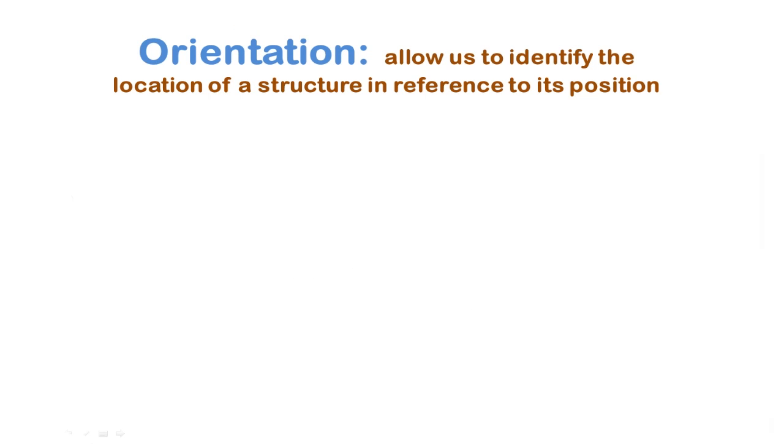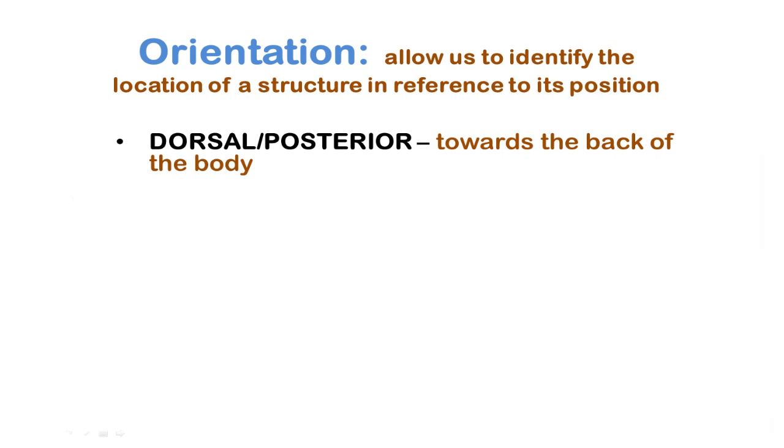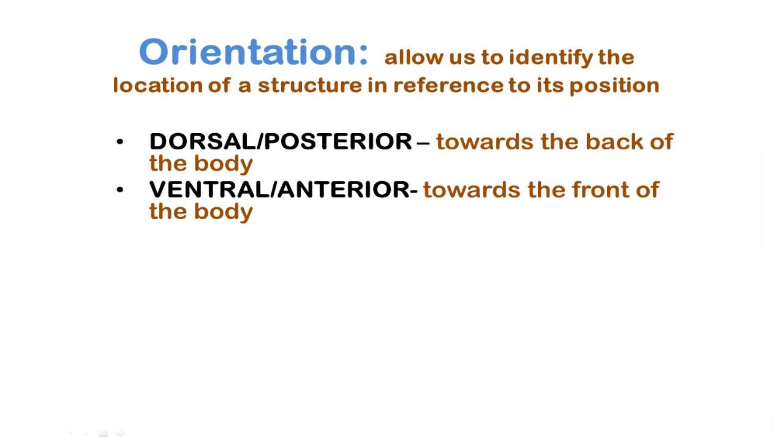Now the next aspect that is important as we start developing this three-dimensional analysis is the overall orientation. Where are structures located in reference to others? Again, this allows us to identify the location of a structure in reference to its position. Here we have different terms. These are terms you should all be familiar with from your gross anatomy, but first is dorsal or posterior. This is towards the back of the body. Next is ventral or anterior. This will be towards the front of the body.